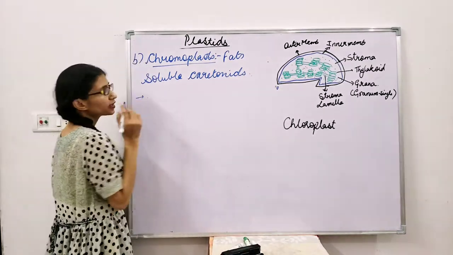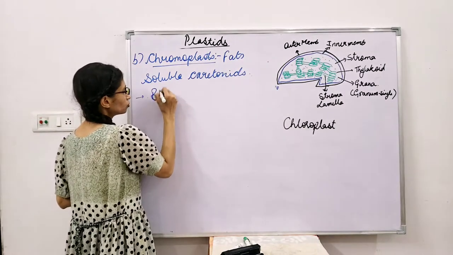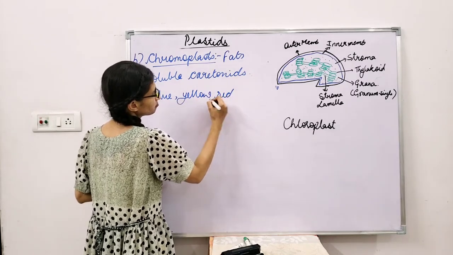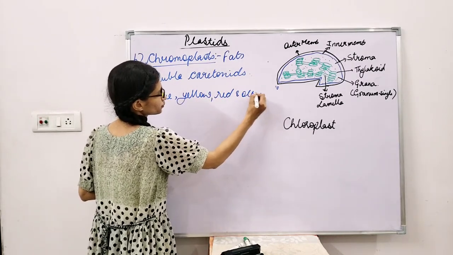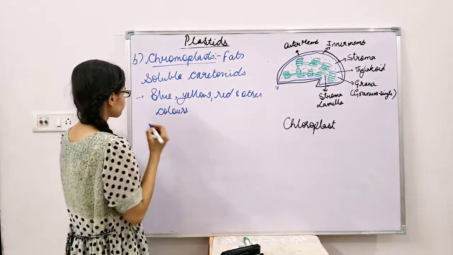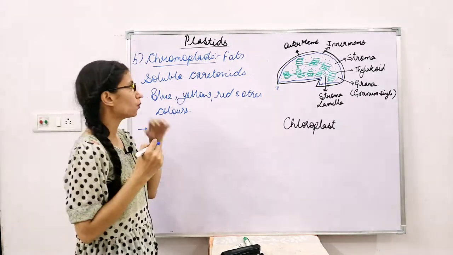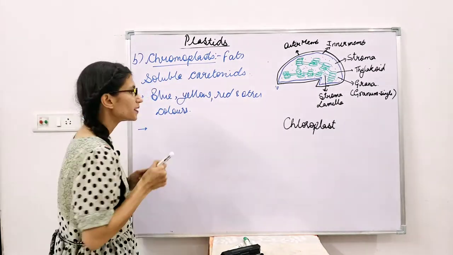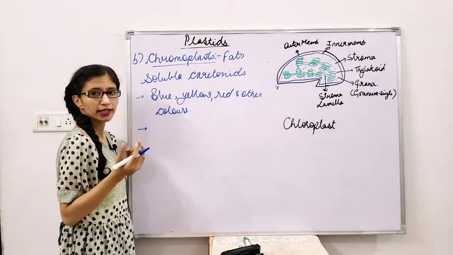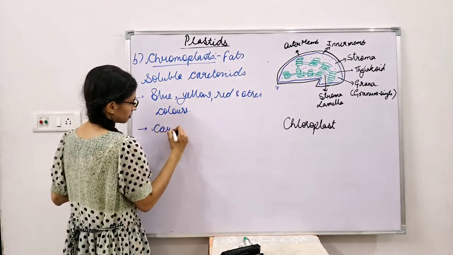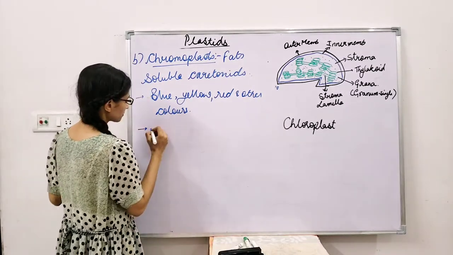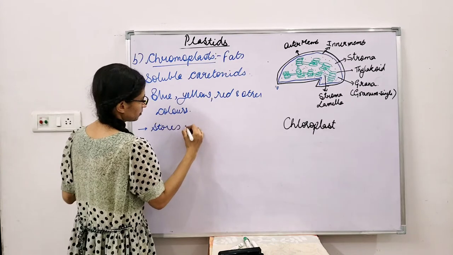Other than that, what color do they provide? They provide blue, yellow, red and other colors to the plant. Okay, now moving ahead, what does the chromoplast actually do? Chromoplast also stores proteins in it.